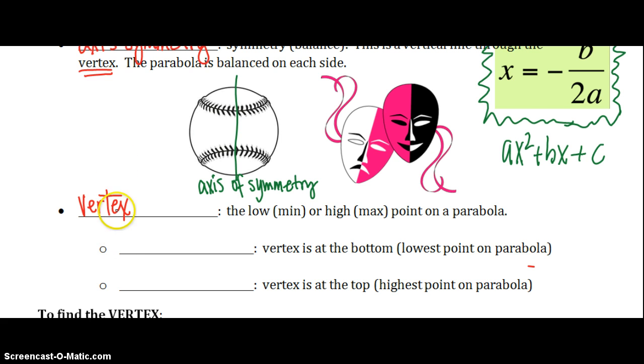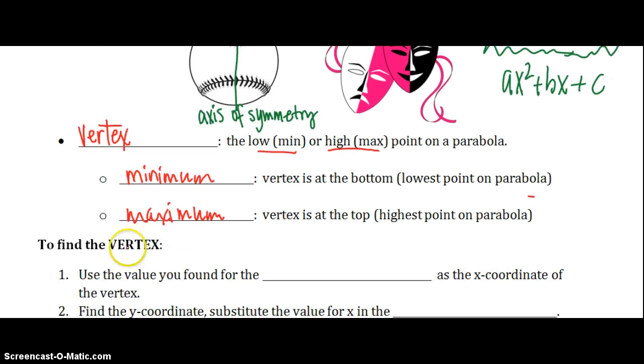Our next term is that term vertex. I told you we'd talk about that more. It is the minimum or the maximum point on a parabola. Remember, some of them open upward, so those have a minimum point, and some of them open downward. Those will have a maximum point. So the minimum is the vertex at the bottom, the lowest point on a parabola, and then a maximum is going to be the highest point on a parabola. And again, it depends on if it's an opening up or opening down parabola.